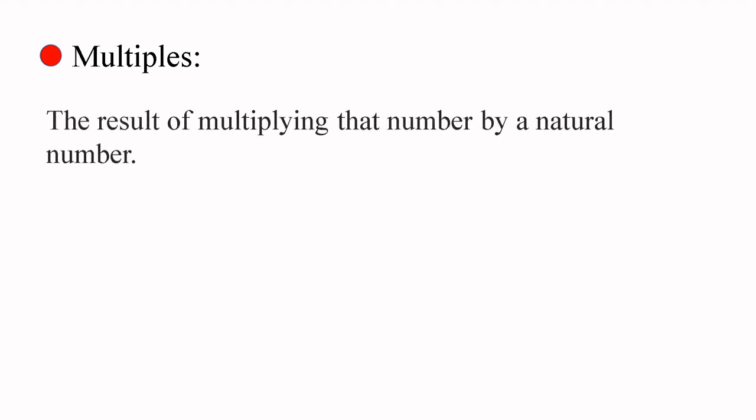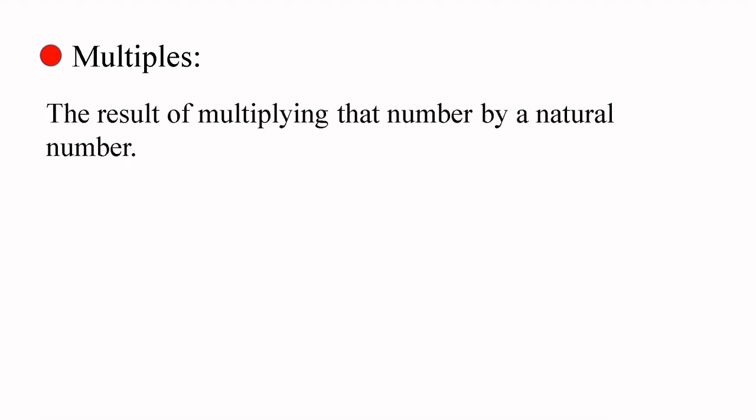First of all, we need to get familiar with the definition of multiples. It's really simple, and you probably know that the result of multiplying the number that we want to write multiples of by a natural number will be its multiples. If you do not get the definition, don't worry, we are going to solve examples as always.